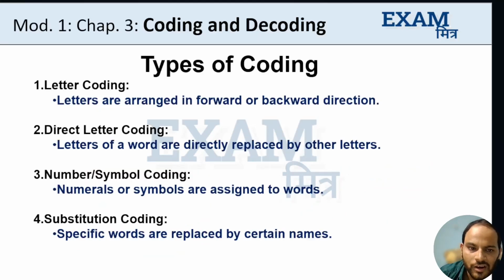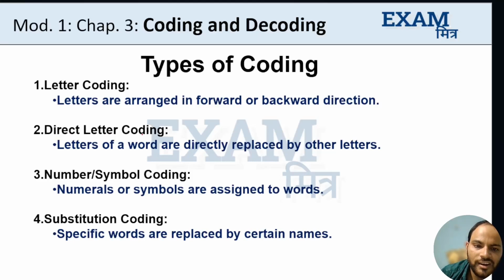Types of coding. How many types of coding are available? The first one is letter coding. Letters are arranged in forward or backward direction, like we just showed. Hello was written as Khur. Each of the letters of the word hello was skipped by two in the forward direction. So that is letter coding.